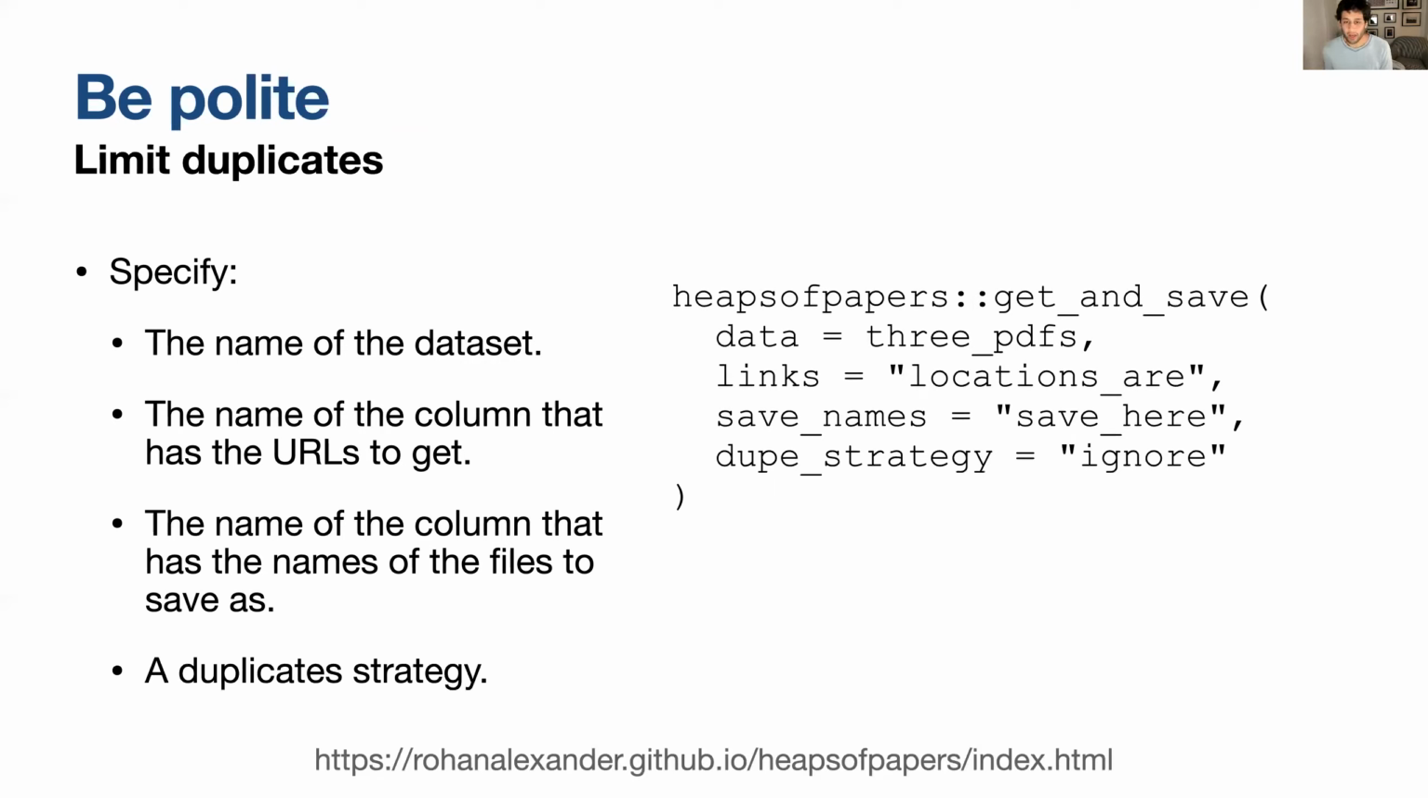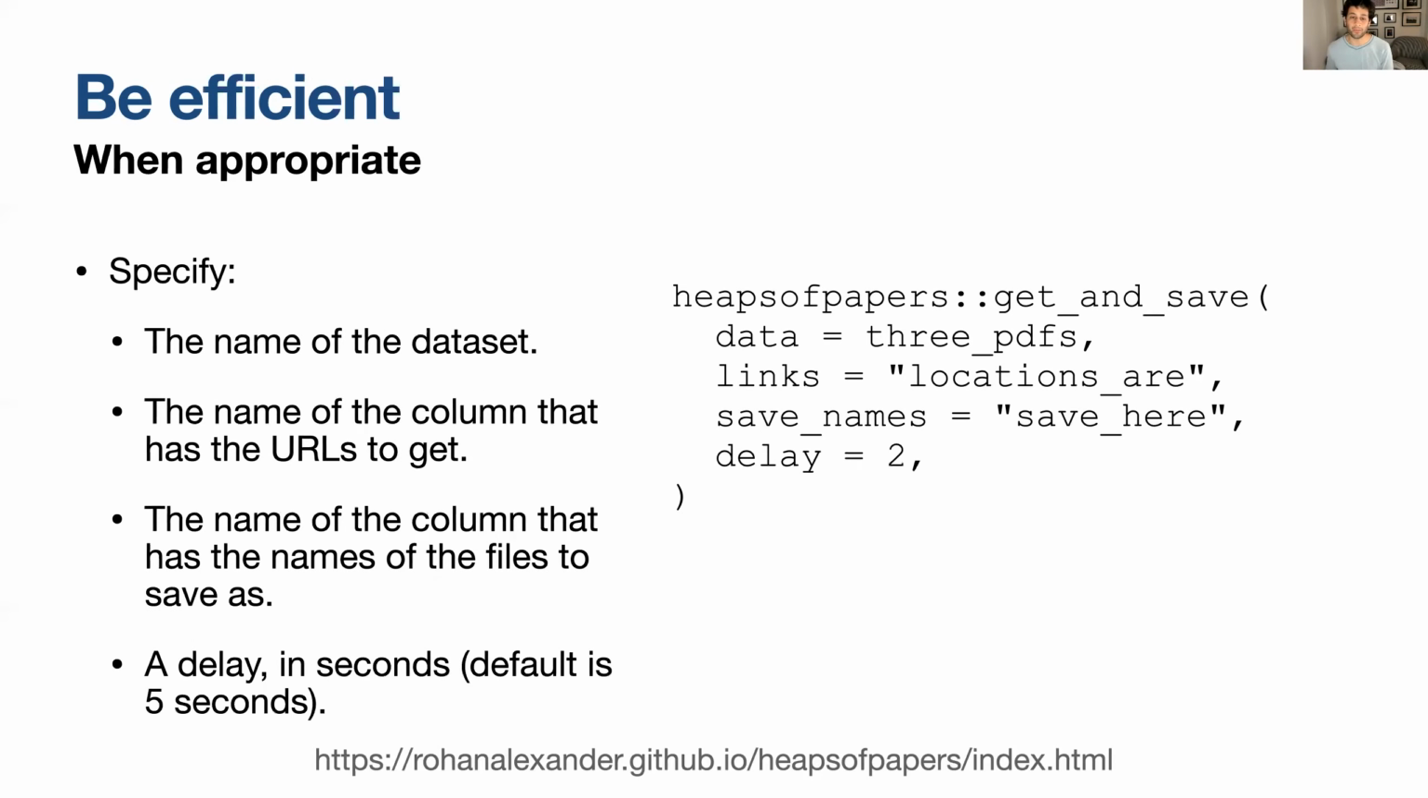Now, when we're scraping data, it's important that we are as polite as possible, and part of that is limiting duplicate gathering of data. So there is a function that's built in, and it says, if there are duplicates, if we've already got some of these PDFs or websites or CSVs, then what should I do? You can specify that you should ignore those, and in that case, it's not going to regather those PDFs. By default, it will regather them, but you can specify a dupe strategy, and then that will remove that.